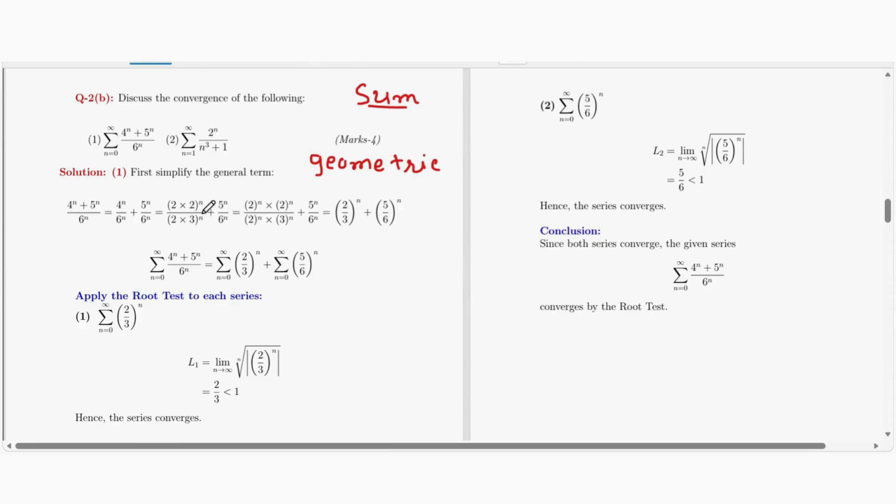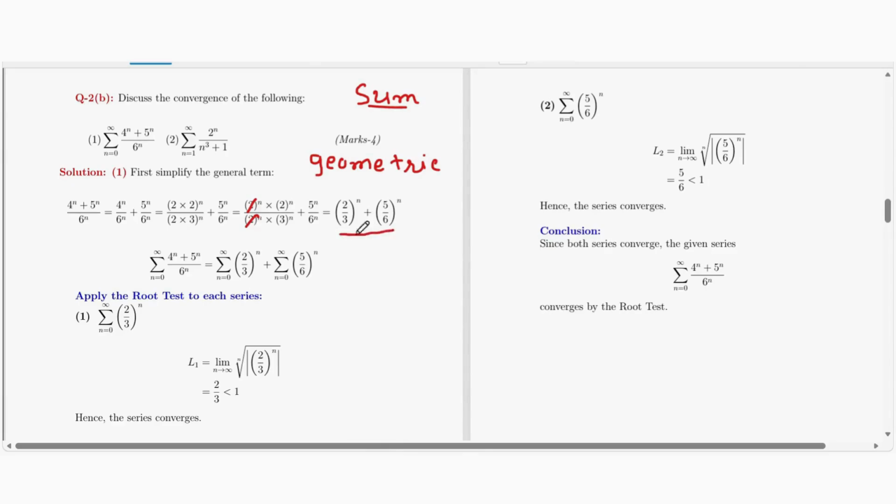Now separate the power n. So 2 raised to n multiply by again 2 raised to n. Okay, in denominator 2 raised to n multiply by 3 raised to n plus put this term as it is. Now this 2 raised to n cancel out. So what we have? 2 raised to n upon 3 raised to n. Here power is same, so that's why take the common power. 2 upon 3 whole raised to n plus same here 5 upon 6 raised to n. Okay.